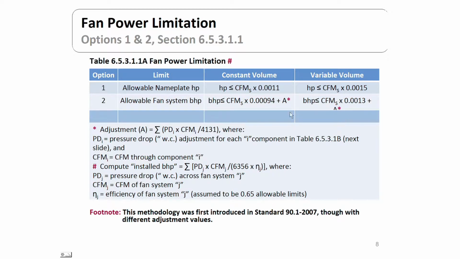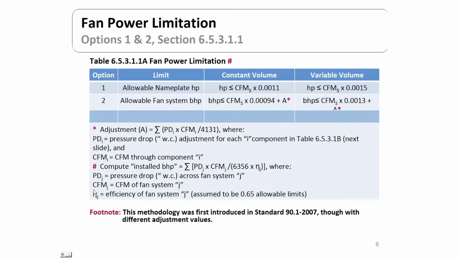0.0094 plus a bunch of adjustments. These adjustments can go into a lot of minute details, and I'll try to explain exactly how you would incorporate those. The adjustment's actually made up of a summation of the pressure drop times the CFM across a unit, where the pressure drop is measured in inches of water column for each component, and the CFM is the cubic feet per minute of air crossing through that component.